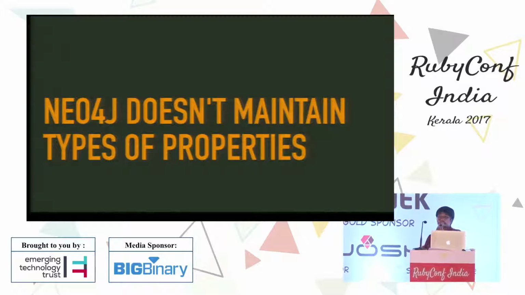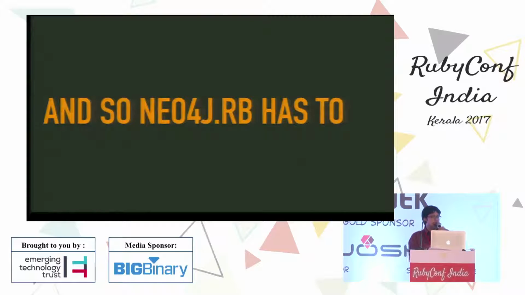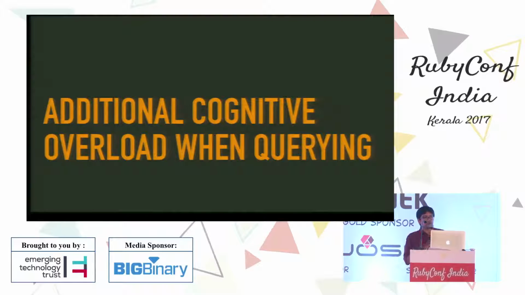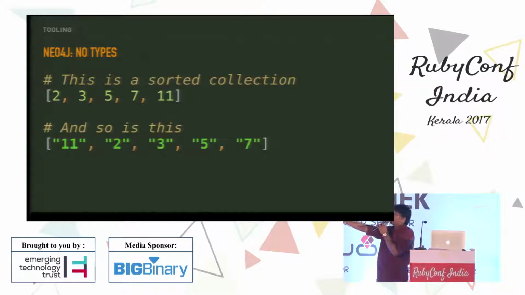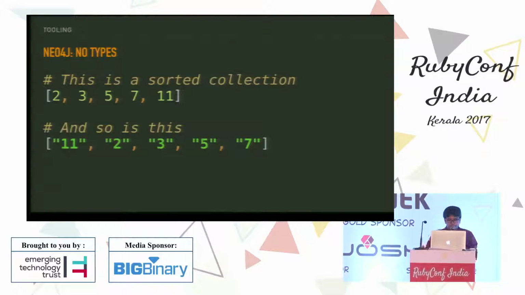For example, Neo4j does not maintain types of properties, right? And so because Neo4j doesn't, Neo4j.rb has to. We can't have untyped properties in our code. If something is a date, then it's a date. If something is a string, then it's a string. And so there is an additional cognitive overload when we are writing queries. For example, that's a sorted collection, and so is the other one. And specifying type on the data makes all the difference.